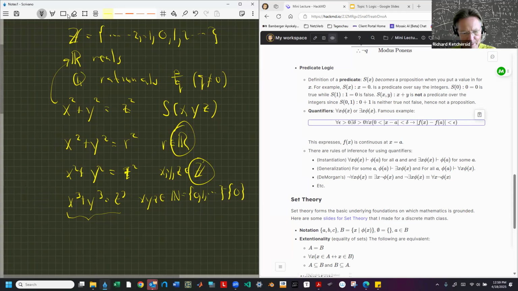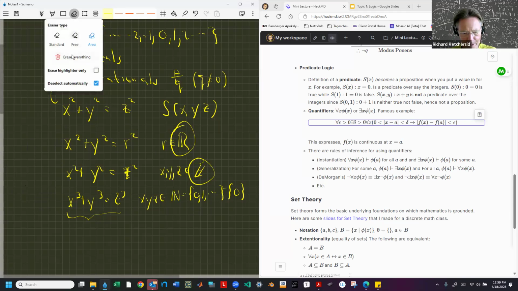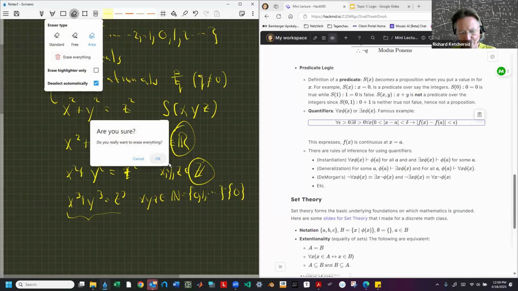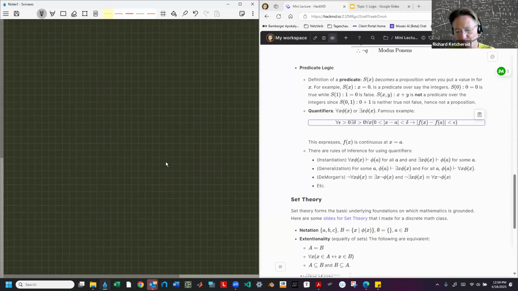The next thing to look at here are quantifiers. So I'm going to look at one that's maybe not the simplest thing in the world, but one that maybe is familiar. We love to torture students with this and say that the limit as x approaches a of f of x equals L, for example, right?